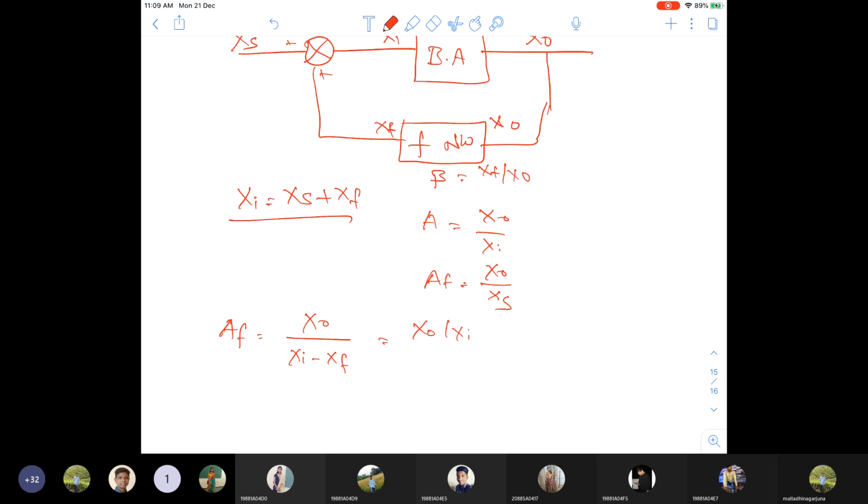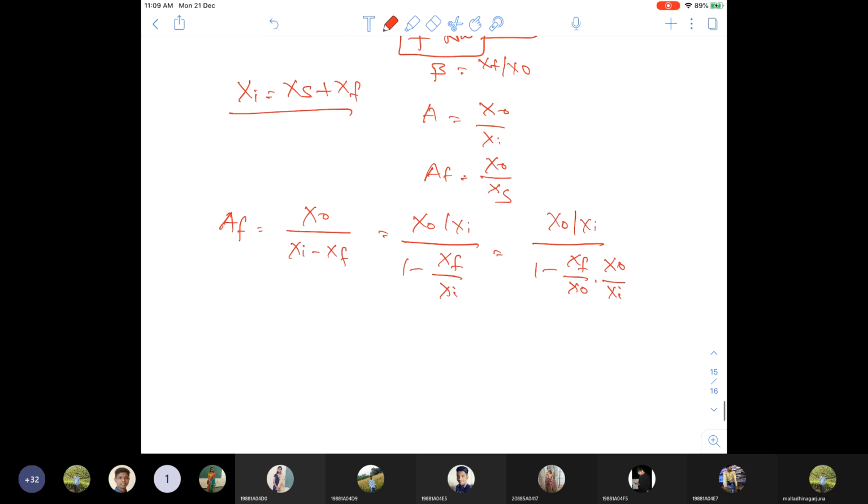From this, xs equal to xi minus xf. Take xi as common, 1 minus xf by xi. Next, x naught by xi divided by 1 minus xf by x naught into x naught by xi. Af is equal to a by 1 minus a beta. So whereas in the negative feedback you got 1 plus a beta, in the positive feedback we'll get a by 1 minus a beta. Okay, 1 minus a beta.